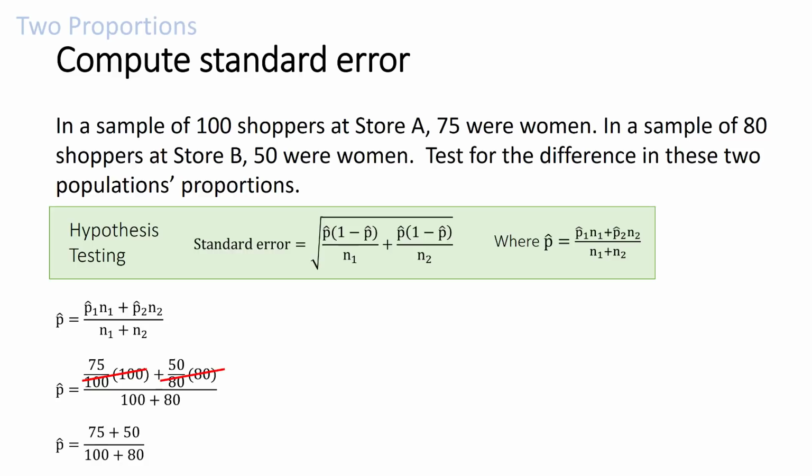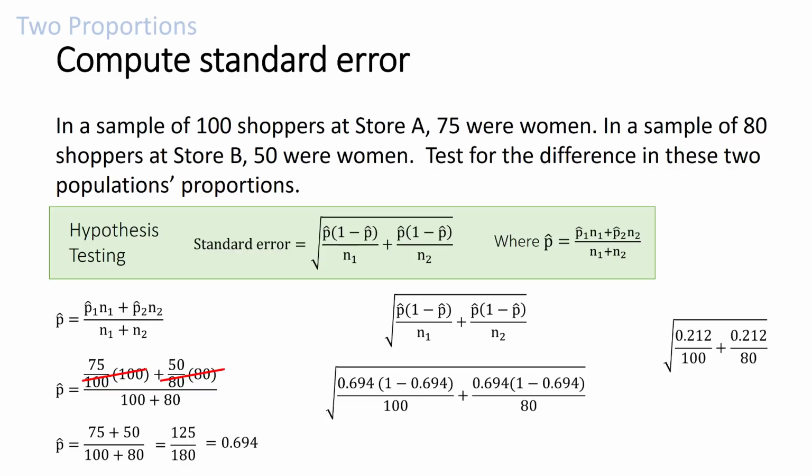If you look closely at what we're doing here, we're really finding the overall proportion. So if there's no store A and no store B, and we just had 180 customers, 125 out of those 180 were women. Next, we use this pooled proportion to compute the standard error. We plug these values into our formula, and our standard error is 0.06912. Note that this is very similar to, but not exactly the same as, the standard error that we computed when we were constructing a confidence interval.